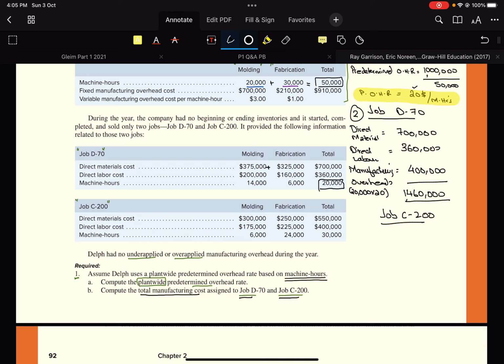Similarly, for job C200, material is equal to 550,000, labor is equal to 400,000, and manufacturing overheads are 30,000 into 20, which is 600,000. Total cost is 1,550,000. So this was your part B.